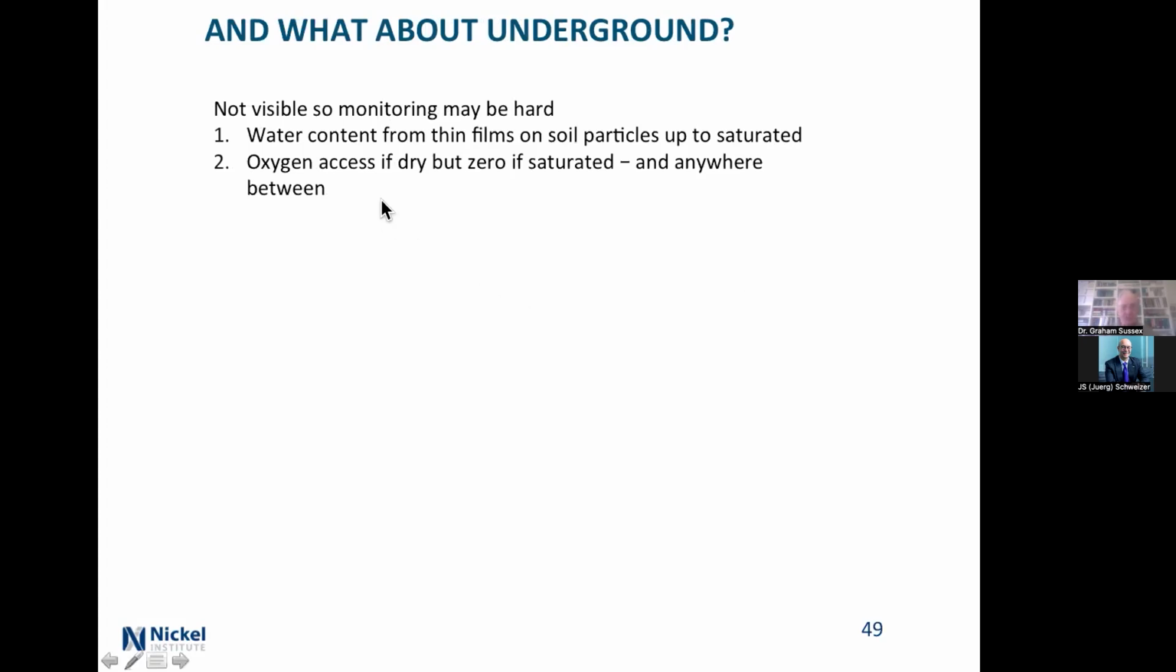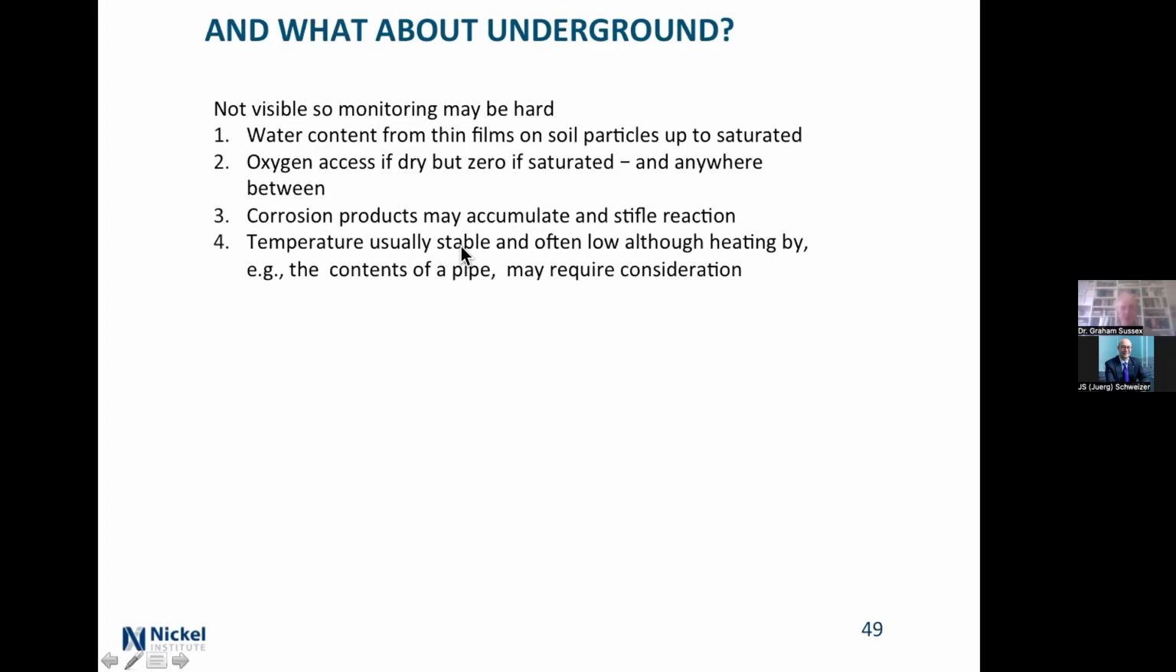If you're talking about sand that's dry, then there's oxygen access, but nothing much is going to go on. But you can get all sorts of range between. You can get corrosion products which can accumulate and make things worse, or you can get biological reactions if you've got vegetation rotting down, and you can get microbes causing quite severe corrosion. Temperature's usually stable and often quite low, but if you've got a pipe going through it and the pipe's got warm water in it, then you may need to consider what condition would be on the outside of that pipe.